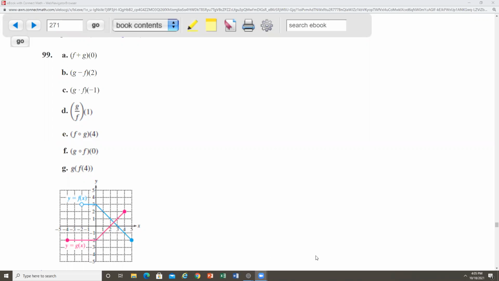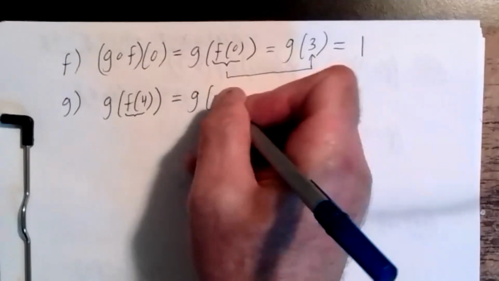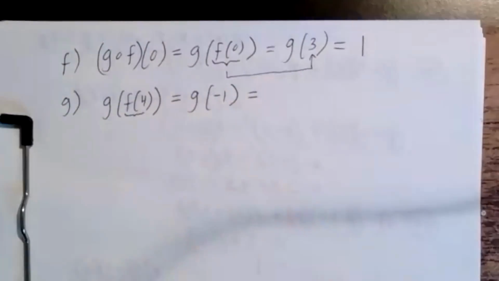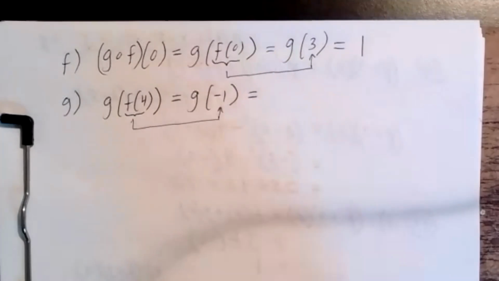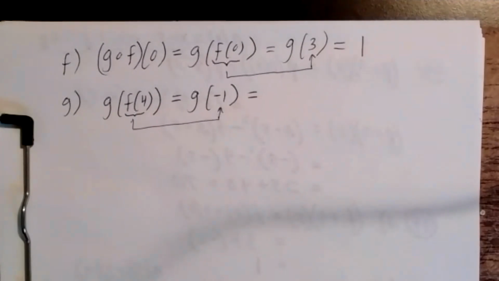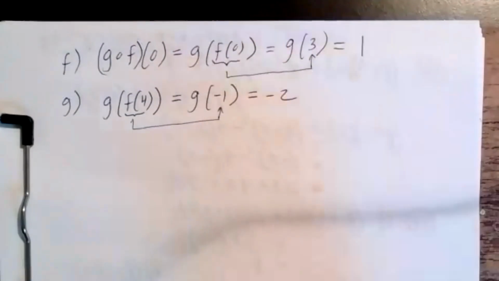So f of 4 is -1. So -1, the output of function f, becomes now the input into function g. So what's g of -1? See, f of 4 was -1. -1 now goes into function g. And so what's function g evaluated at -1? -2. Function g evaluated at -1 gives you an output value, or a y coordinate value, of -2. So your answer is -2.